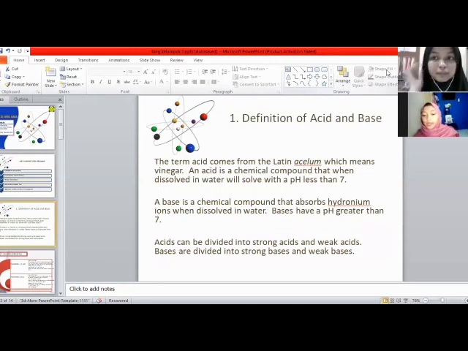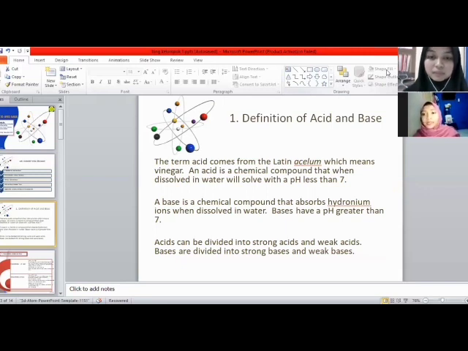A. Definition of acid and base solution. The acidity and the basicity of a substance depends on the amount of hydrogen and hydroxide ions present in the substance and the degree of ionization of the substance. The term acid comes from the Latin acerum, which means vinegar. An acid is a chemical compound that when dissolved in water will have a pH less than 7. A base is a chemical compound that absorbs hydronium ions when dissolved in water. Bases have a pH greater than 7.